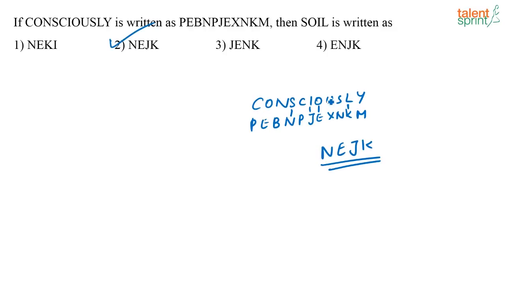It's a question on direct coding. Each letter has a particular letter which is being used as its code. For example, O is coded as E everywhere, right? Similarly, N is coded as B, C is coded as P, and so on.